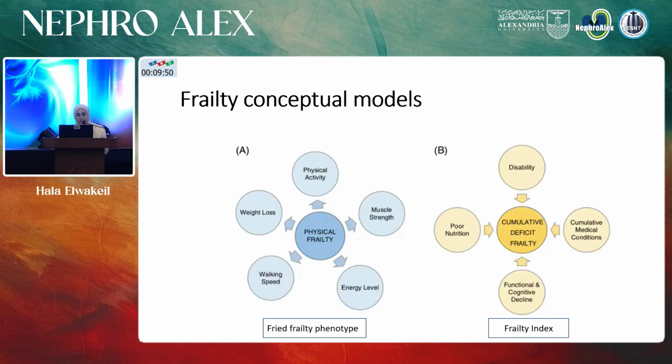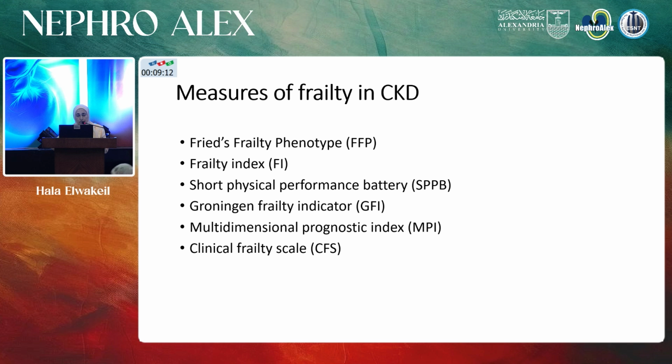How to assess frailty in CKD patients? We have two conceptual models. The first, and the most validated, is the physical frailty model, which assesses 5 parameters: weight loss, walking speed, exhaustion, low muscle strength, and low physical activity. This is best measured by the frailty phenotype. But the most holistic is the frailty index, which measures cumulative deficits, not only physical but also functional and cognitive decline, as well as undernutrition and disability. So these are the measures for frailty assessment in CKD patients.